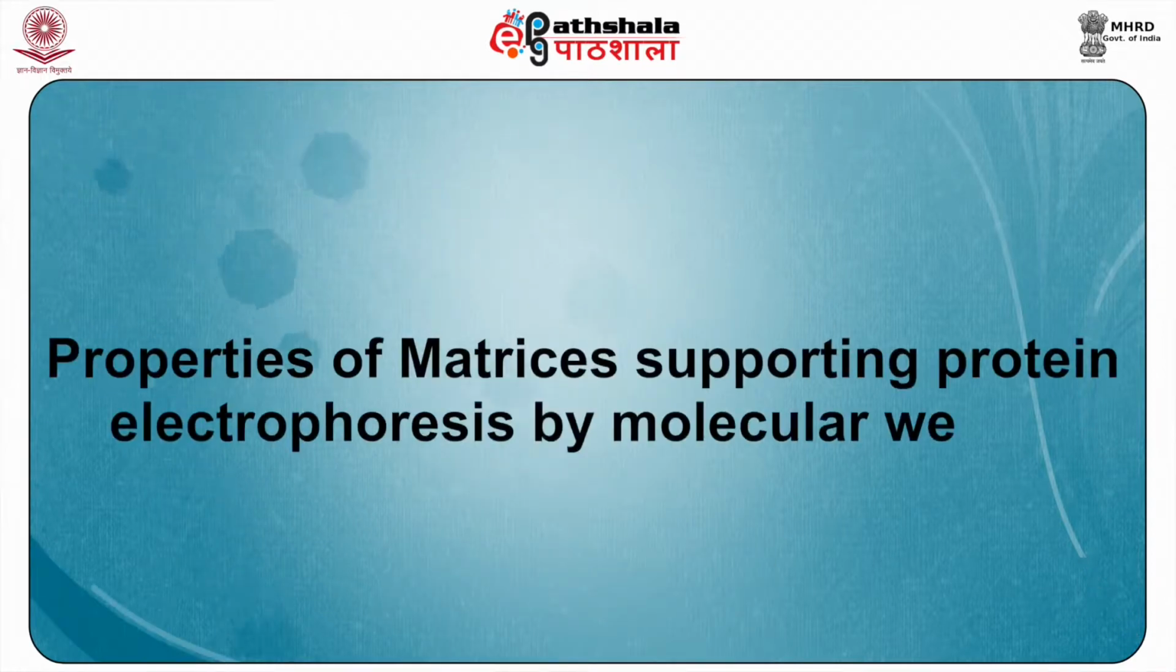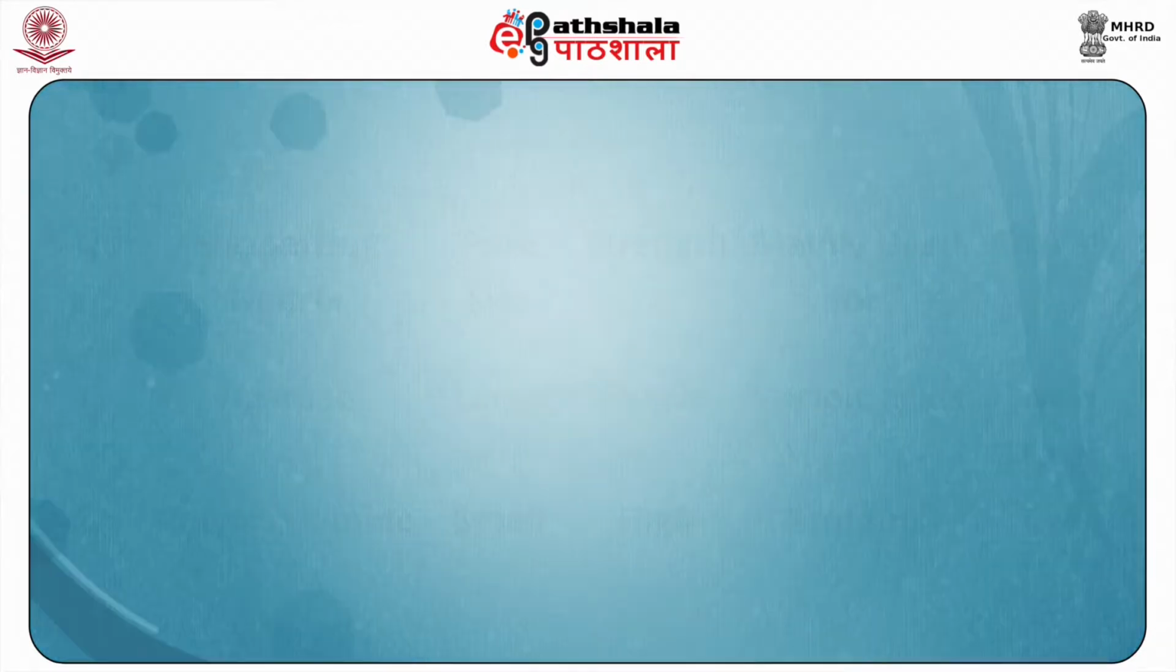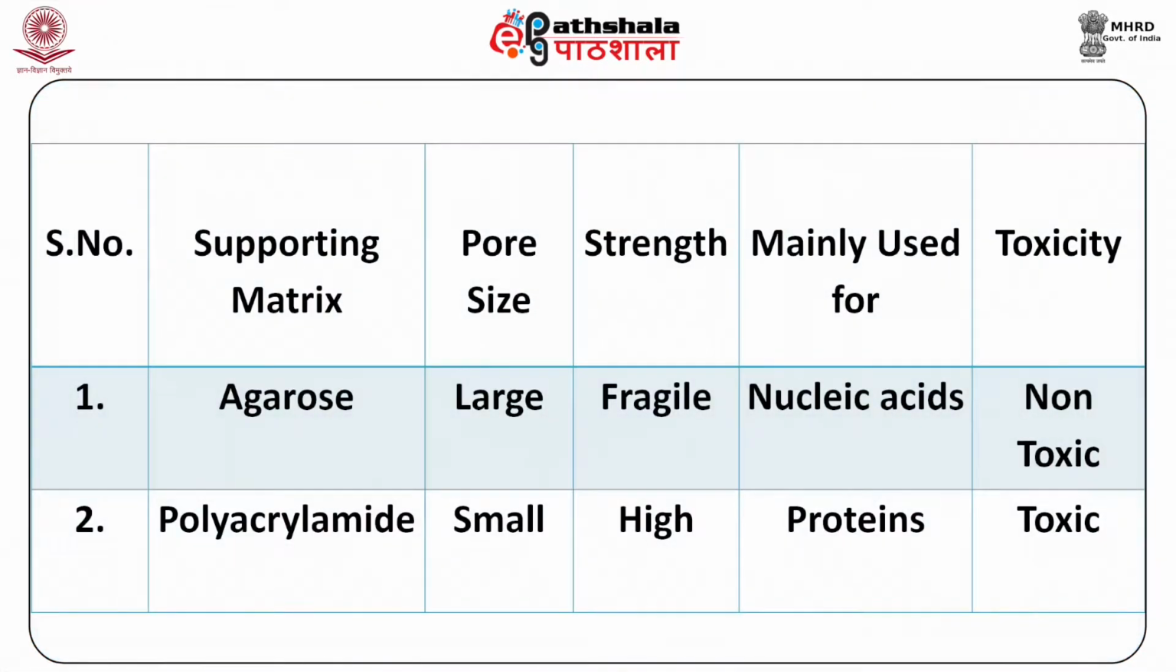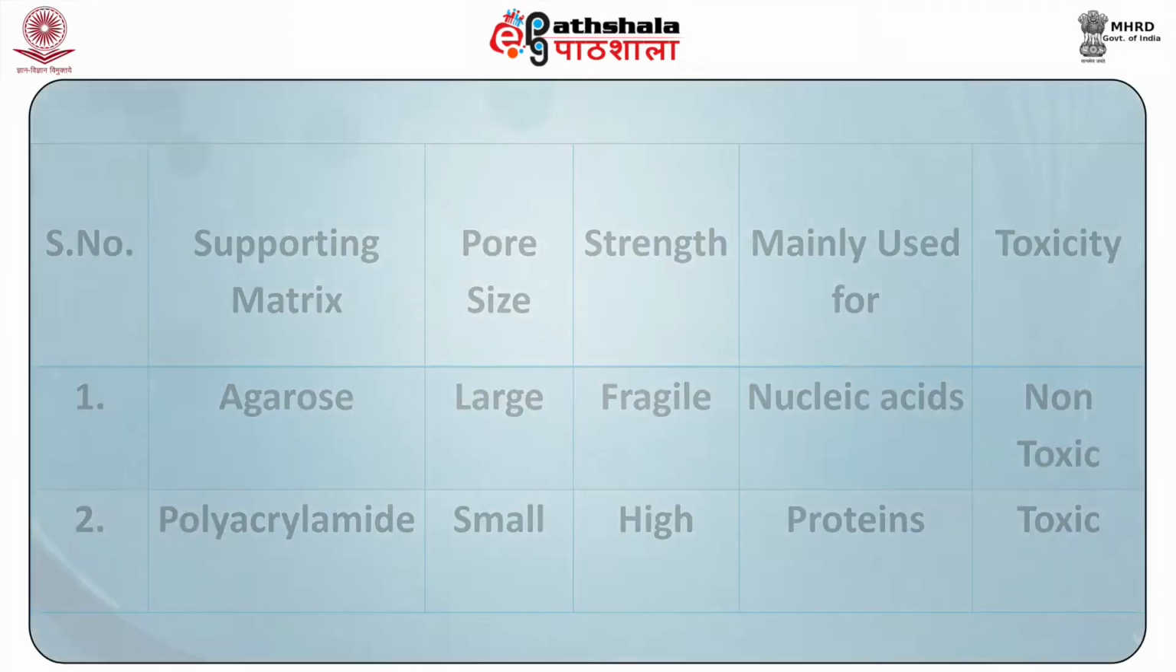Properties of matrices supporting protein electrophoresis by molecular weight. When agarose is used as a supporting matrix, it has larger pore size, fragile strength, is mainly used for nucleic acids, and is non-toxic. Whereas polyacrylamide has smaller pore sizes, high strength, is mainly used for proteins, and is toxic.